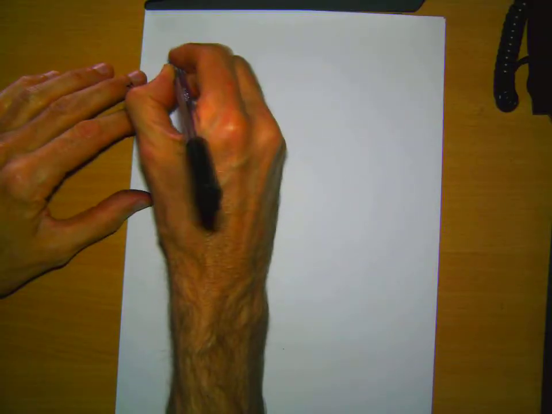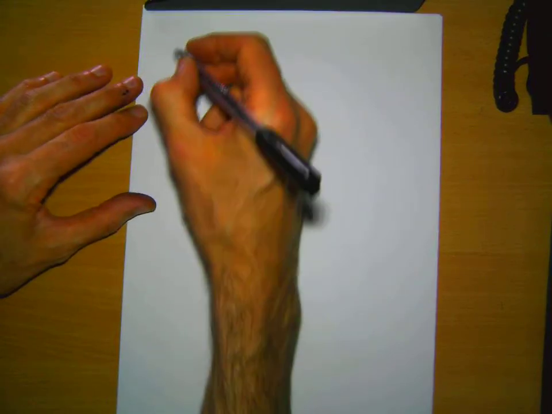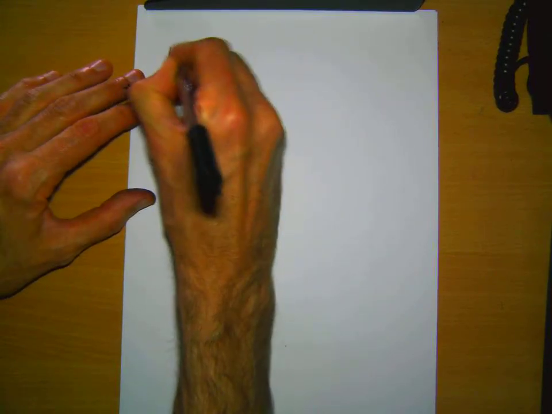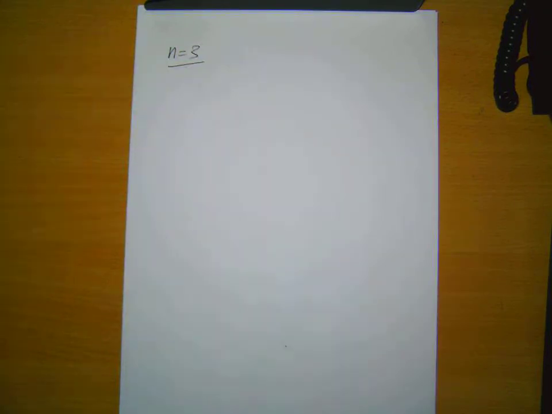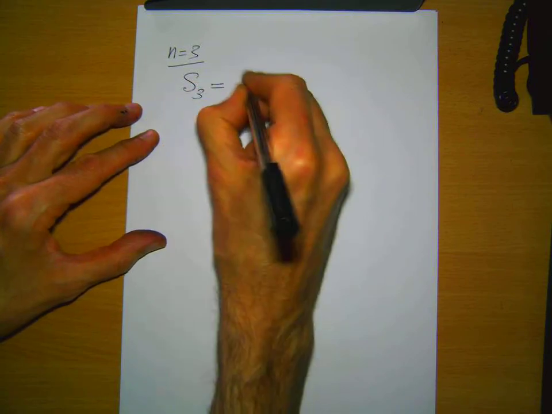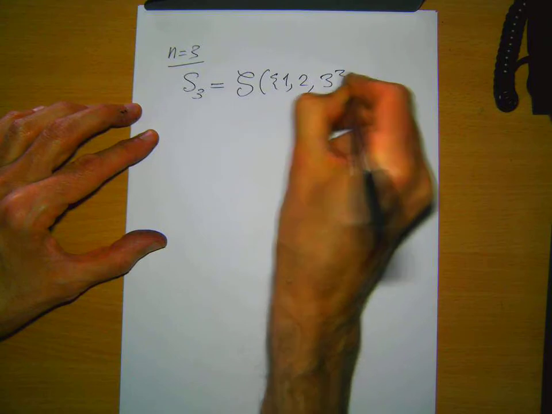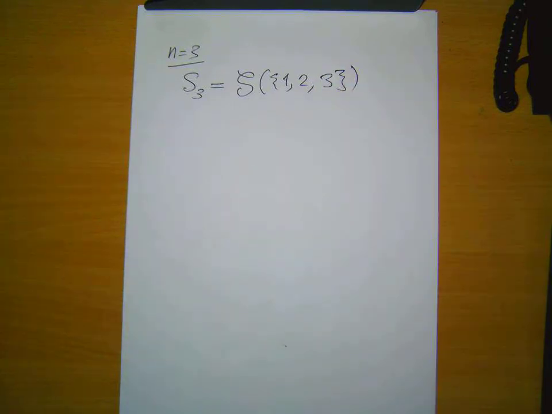Well, let's just look at n equals 3, because n equals 3 is actually enough, because as soon as you've done n equals 3, then any bigger n essentially relies on the proof for n equals 3. So we're looking at S_3, which is the set of all bijections of 1, 2, 3 onto itself. It's the set of all permutations of 1, 2, 3.